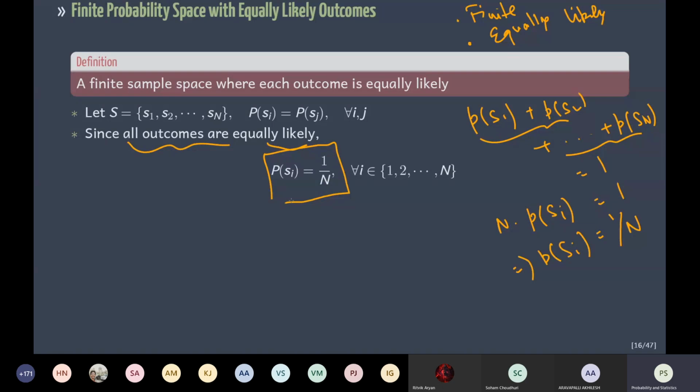We need to assume a finite sample space here. If it is countable but infinite, we won't be able to define the probabilities in this way. It will be like 0, but we will see other tools.